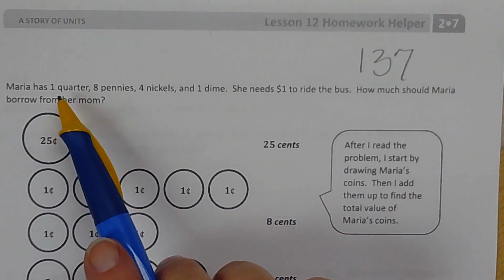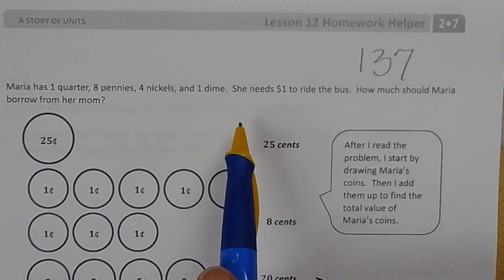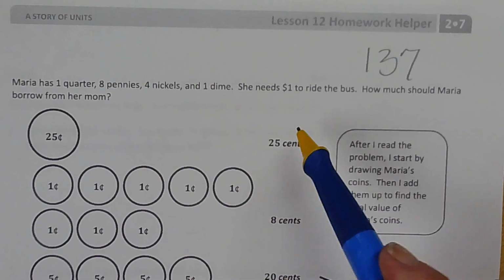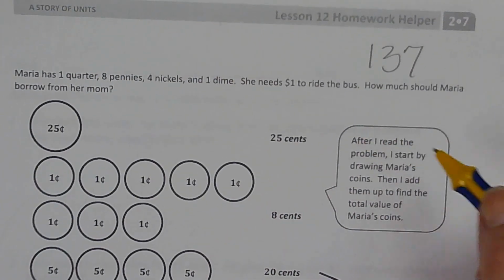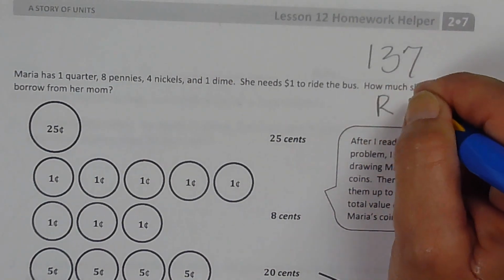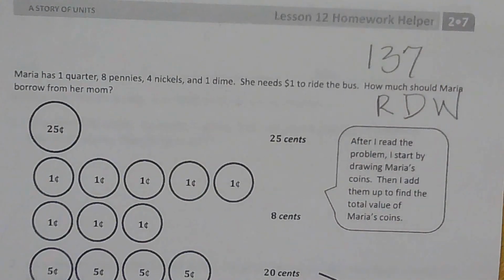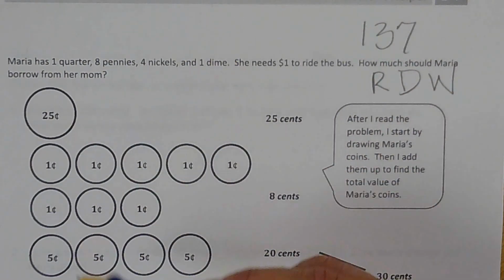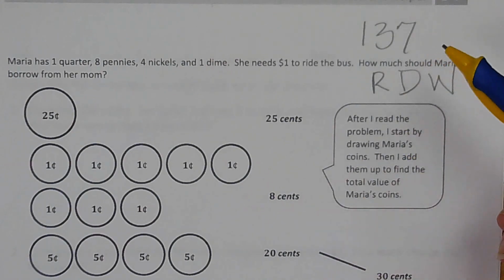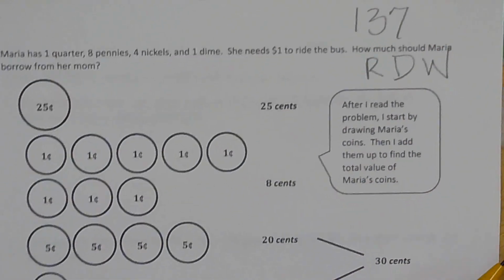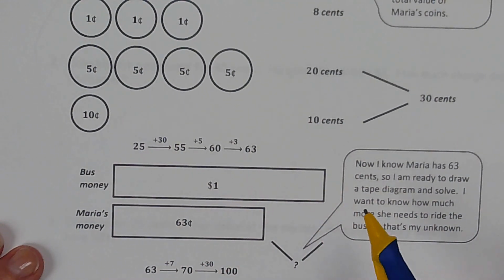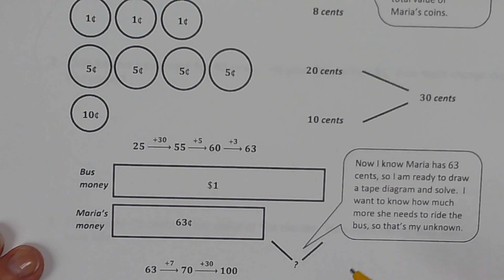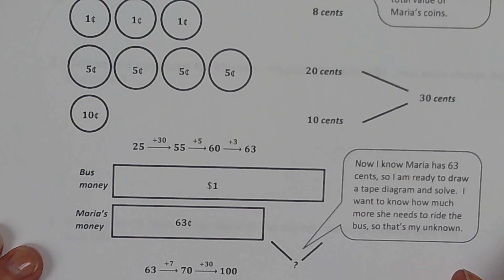Some of the problems are going to tell us coins instead of a number. It is going to be easier for us if we draw out those coins. For all of these problems, we are going to do our read, draw, and write strategy. So we're going to read carefully, draw what we need, and then write equations and statements. Sometimes we won't need to draw out coins. Sometimes we can draw a tape diagram or a number bond, and that will help us with seeing what the whole and what the parts are.